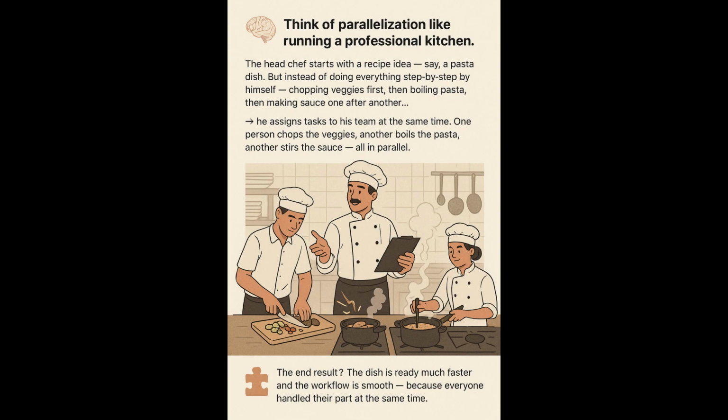You can think of it like operating a professional kitchen. The head chef starts with the recipe idea, let's say a pasta dish, but instead of doing everything by himself, he assigns the tasks to his team at the same time. One person chops the veggies, another boils the pasta, another stirs the sauce, all in parallel. The end result, the dish is ready much faster and the workflow is smooth because everyone handled their part at the same time. That is exactly what parallelization does in LangGraph.